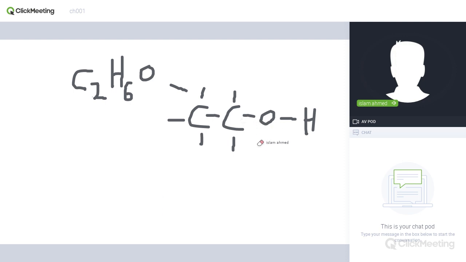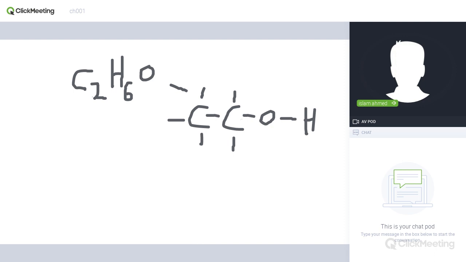I drew that structure. How many carbons? We have 2. How many oxygen? We have 1. How many hydrogens? We have 6: 1, 2, 3, 4, 5, 6. That's correct, it's 100% correct. And that molecule is an alcohol. For sure, it's an alcohol.